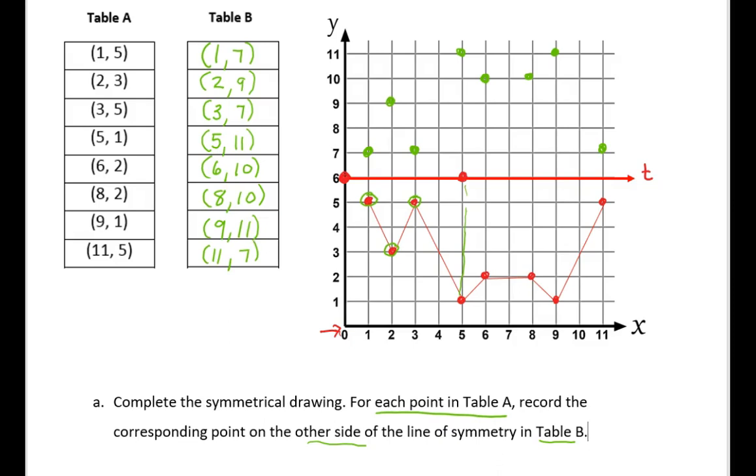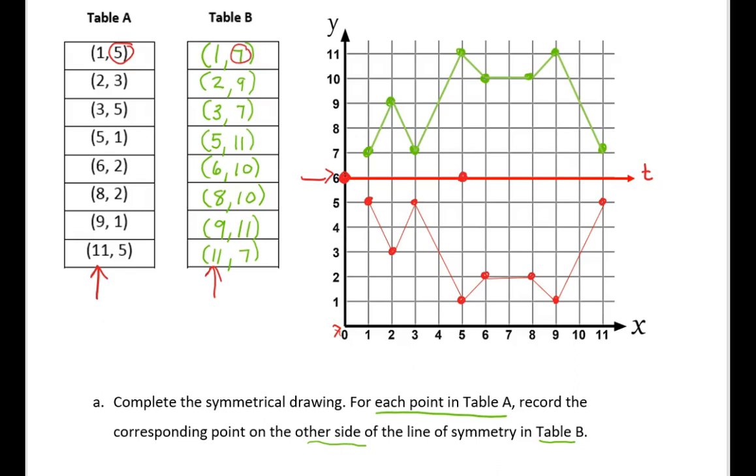Now if I connect them, I should have a symmetrical drawing on the other side of line T. And there's my symmetrical drawing. So the pattern to notice here is that when I go from table A to table B, the x-coordinate stayed the same each time. The y-coordinate changed to show how far away from the line of symmetry, or line T, each point was. So for example, in our first point, the y-coordinate was 5, and the corresponding point was 7. Well, since line T is at 6, 5 is 1 away from 6, 7 is 1 away from 6.